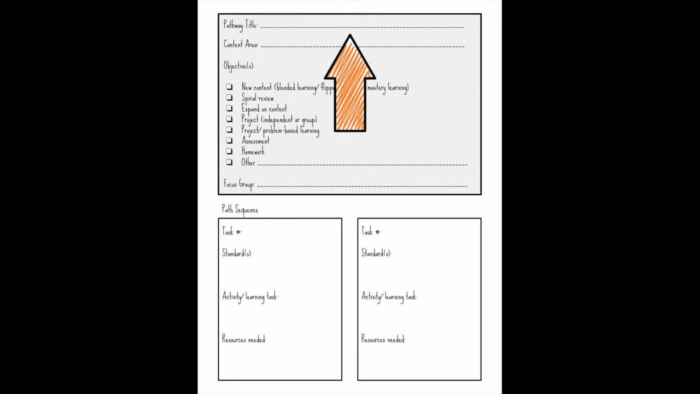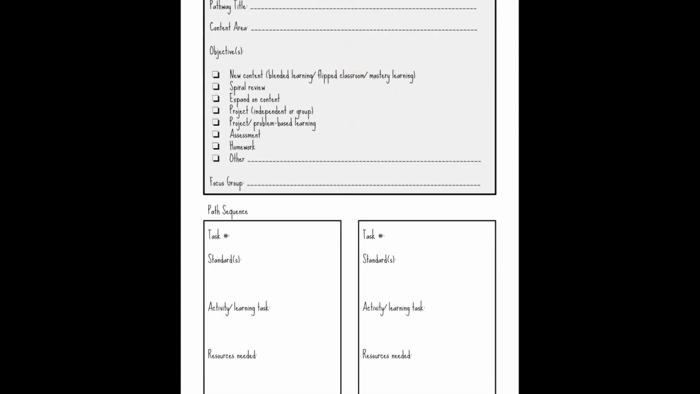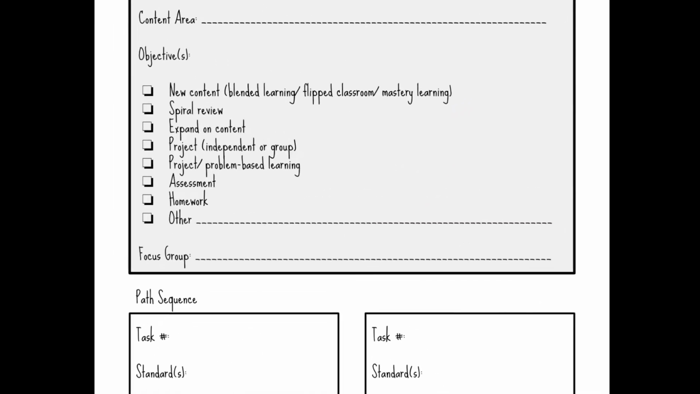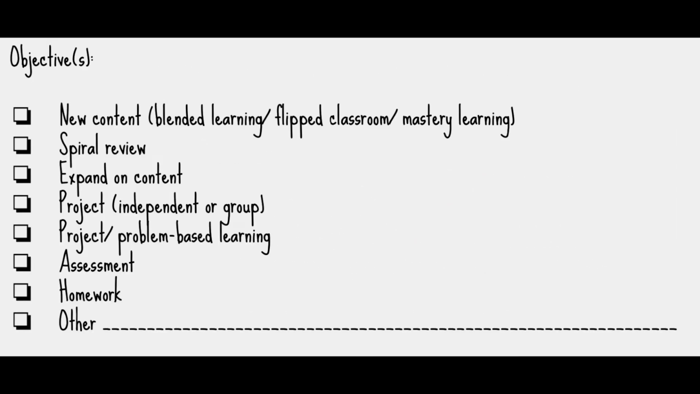At the top, you can see a space for the pathway title and the content area. Under that, I'm going to choose the objective of the pathway that I'm creating. It could be new content, spiral review, expanding on content, maybe a project, an independent or a group project, problem-based learning. It may even be an assessment or homework or something other than any of those that I may not have thought of.